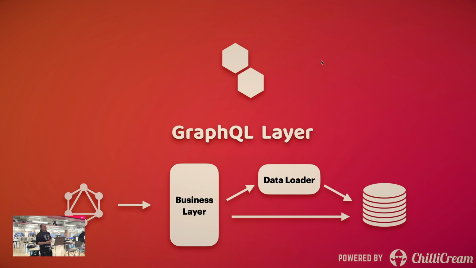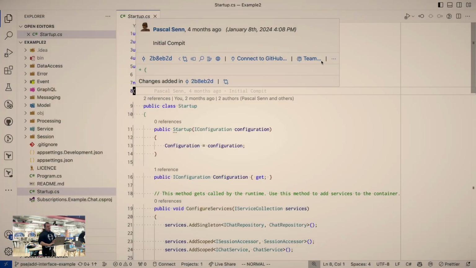It uses GraphQL data loaders to actually load the data, which is much better for performance because you have already cached data in there. And it only accesses the database directly when you use mutations. So in this example, GraphQL is only a thin layer across an existing business layer.